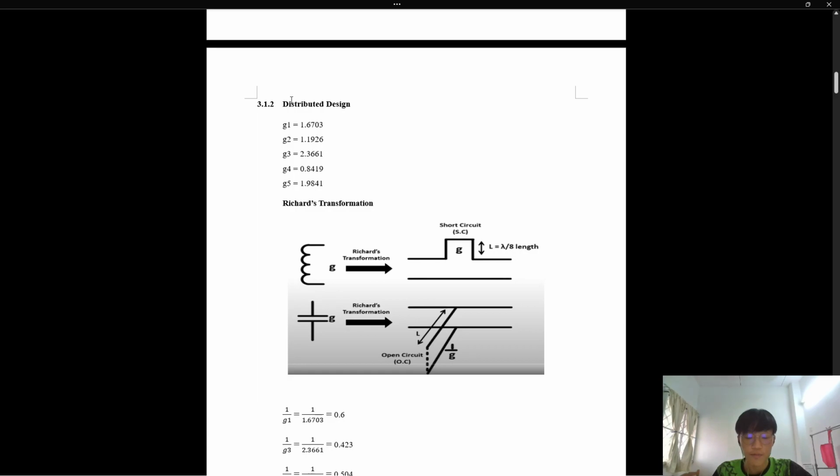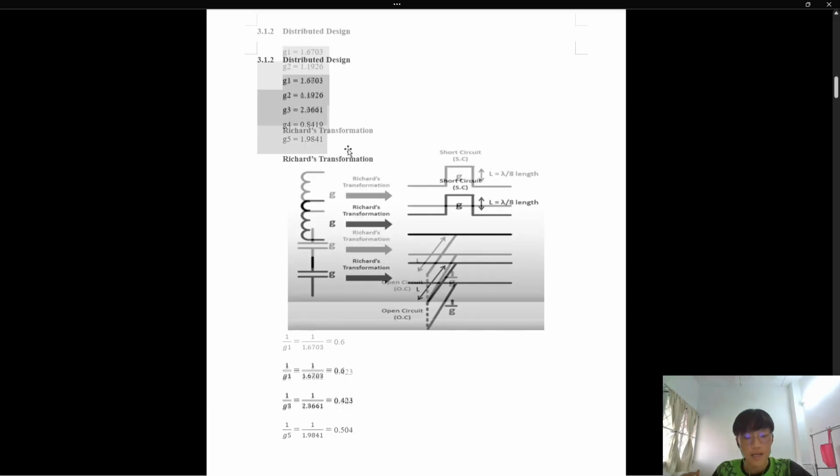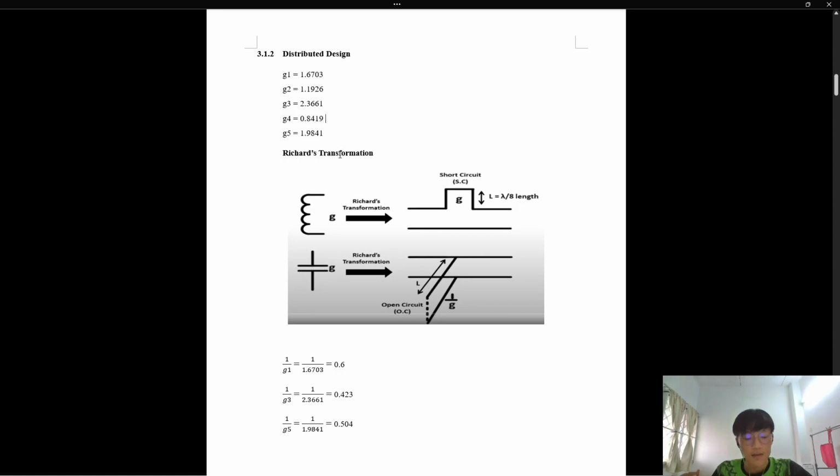Next, let's talk about the distributed design. Without using any formulas or calculations as before, we can use it. If you want to plot it on a PCB, then you need to use the distributed design. Firstly, we get the values of G's, which are here, and then by using the Richards formula, used to transform the individual circuit elements to different transmission line combinations, you can see that the inductor, after it undergoes the Richards transformation, will become like this. Here there is a short circuit. For the capacitor, when it undergoes the Richards transformation, it will become this, which is the open circuit.